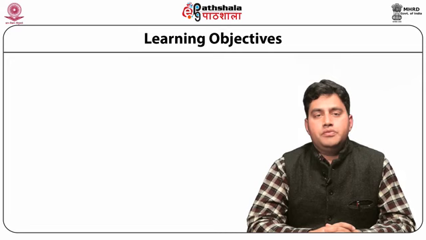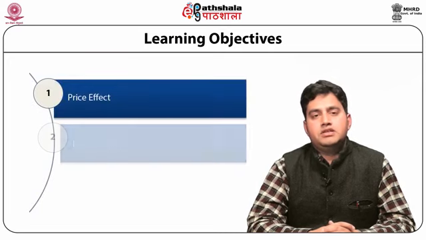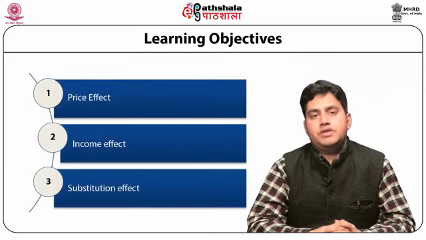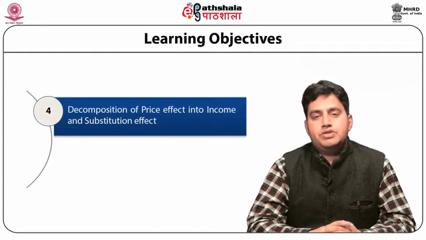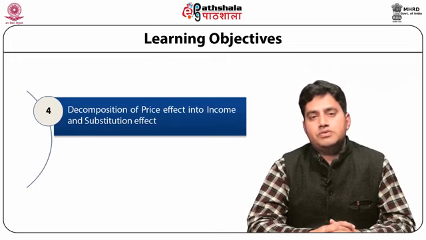Today we are going to discuss the module Indifference Curve Analysis Part 2 from the paper Managerial Economics. In this module, we will be studying price effect, income effect, substitution effect, decomposition of price effect into income effect and substitution effect, and similarly we'll be discussing different types of goods: normal goods, inferior goods and Giffen goods.